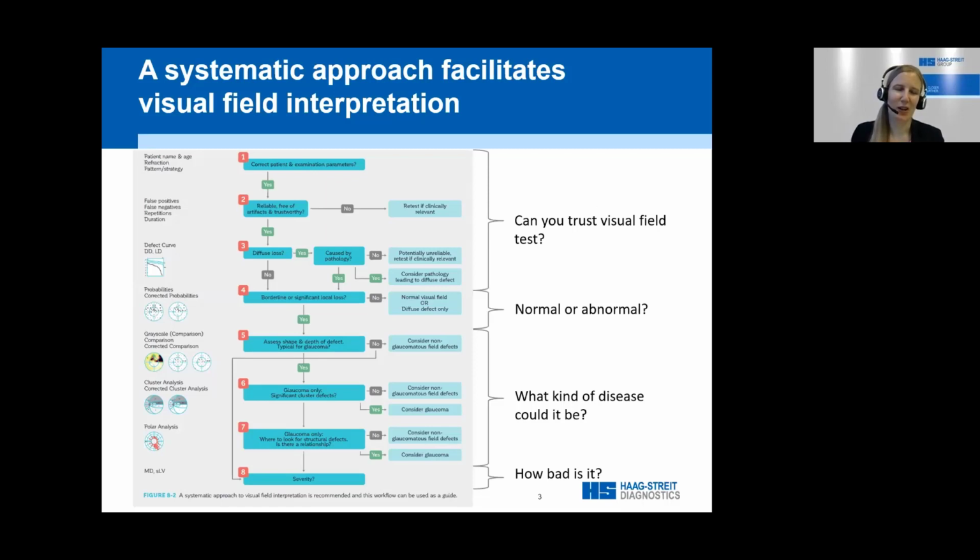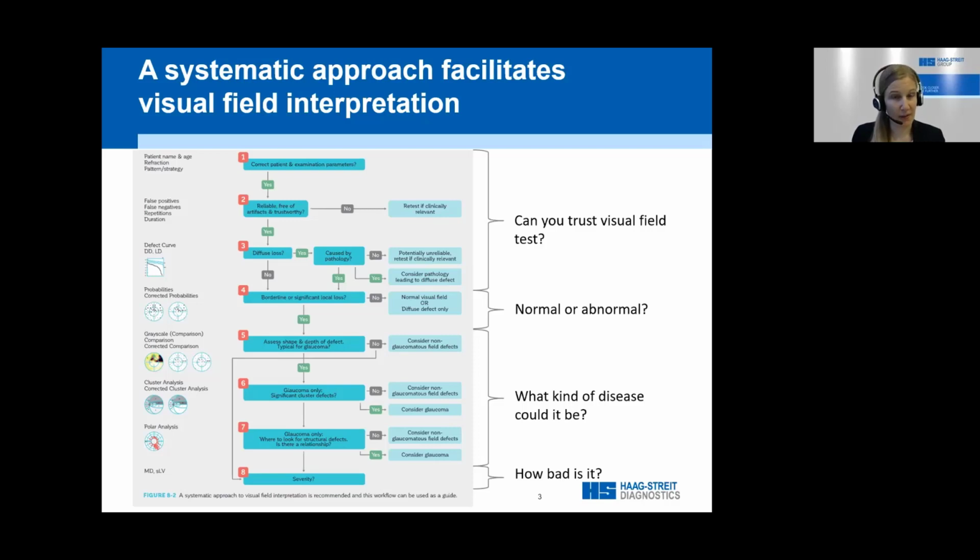What I find when it comes to visual field interpretation is that it's definitely not always a downhill road. I find a systematic approach, especially when you start, can really help you. There are four essential steps to this. First of all, and that's really key, always ask yourself whether you can trust the visual field. Visual field testing is a subjective test. Patients are not always performing reliably. If they don't, there's really no diagnostic medical value in the visual field.